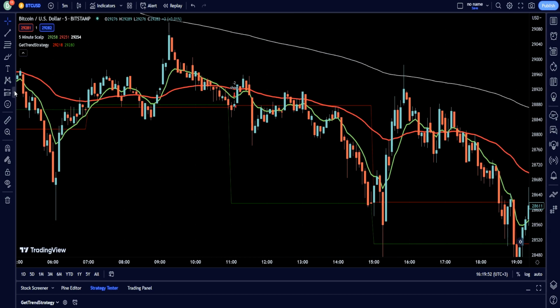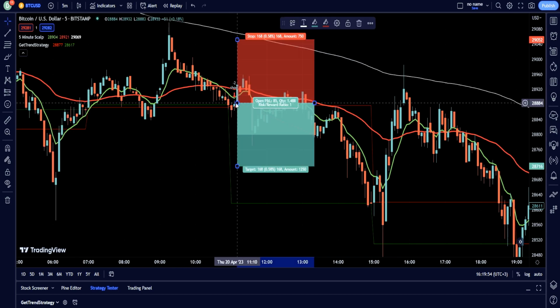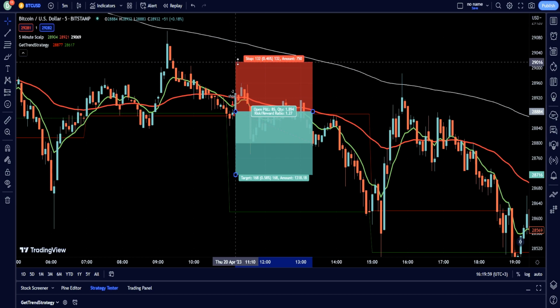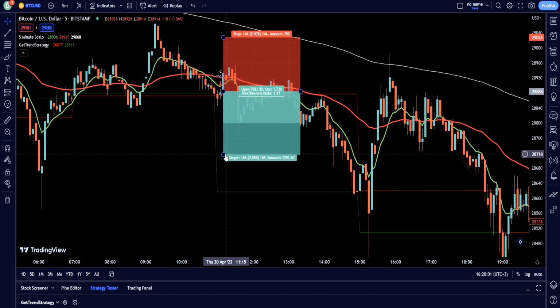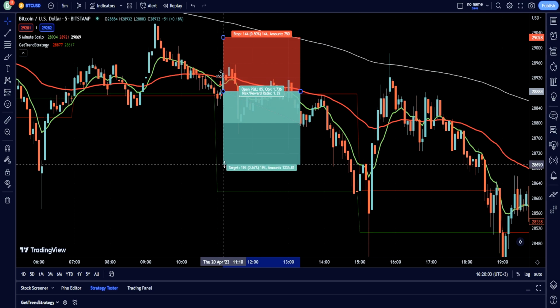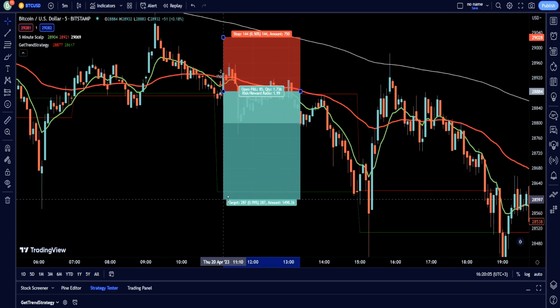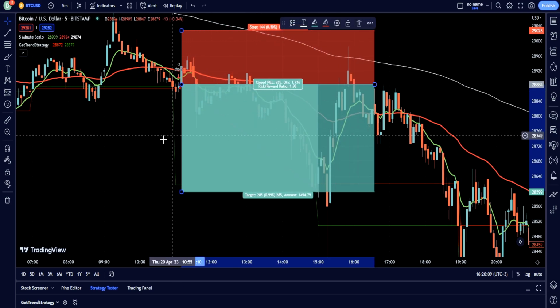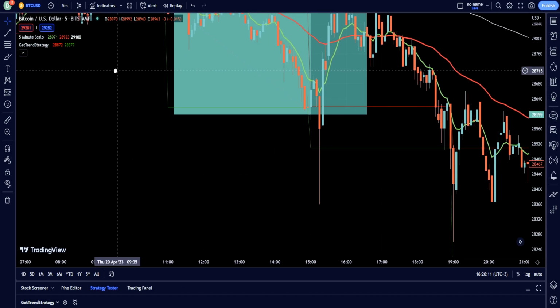The strategy I apply is first waiting for the signal from the Get Trend Strategy indicator and then confirming that signal with the EMA of the 5-minute scalp indicator. That's correct, the closer the signals from both indicators are, the stronger the confirmation for the trade is. Let's try the indicators on a trading chart now.